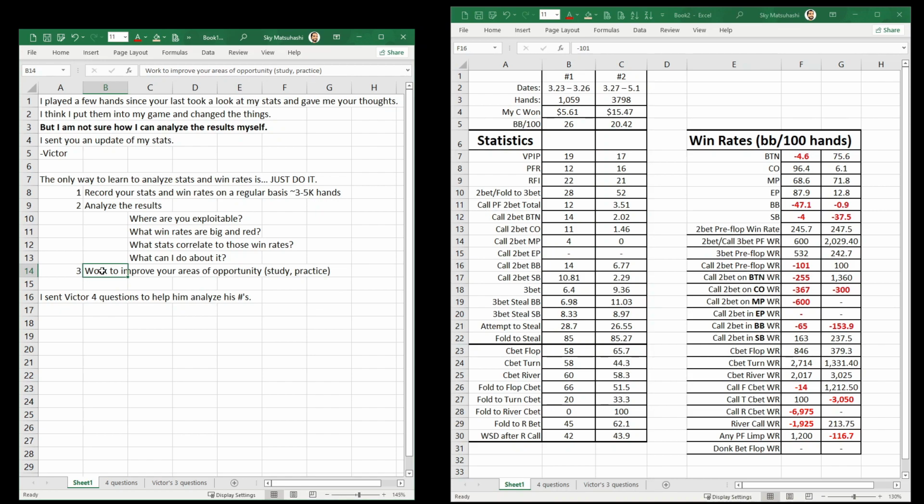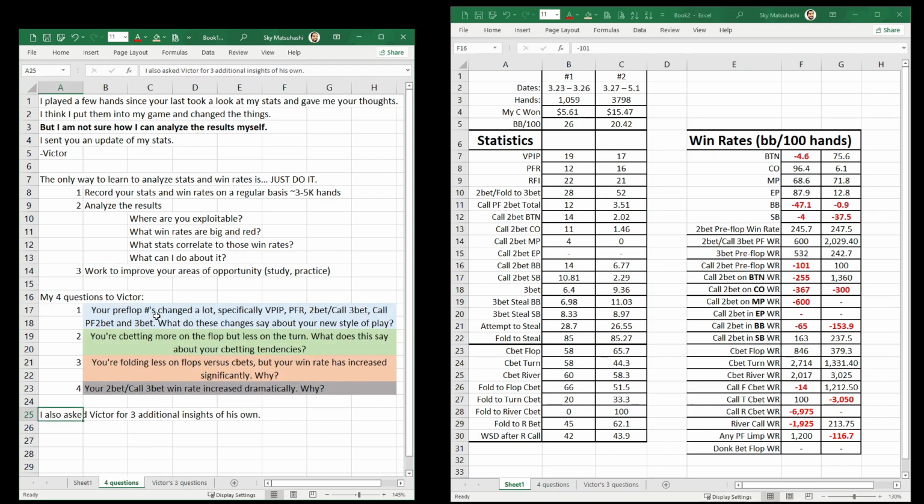And then once you spend time analyzing, asking yourself questions, answering those questions, it'll let you know what areas to work on to improve your skills, where you need to study, where you need to practice as well. So instead of sending Victor just my insights on his changing numbers from the first session to the second session, I sent Victor 4 questions to help him analyze his numbers. Now, here are the 4 questions.